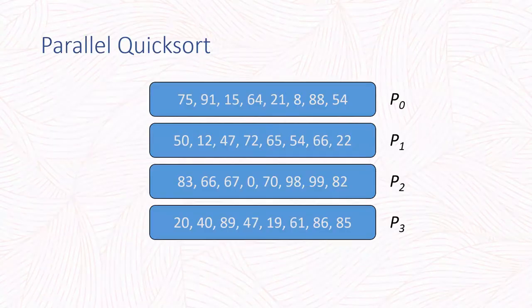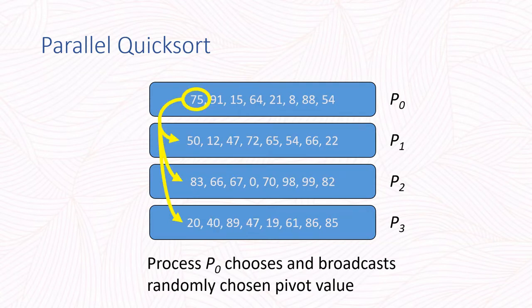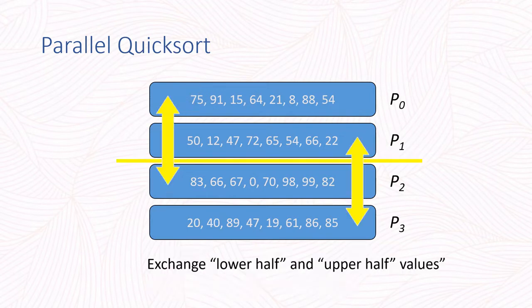So we are going to see this algorithm using an example. Here you can see that there are four processes involved, P0, P1, P2 and P3. And each process is given a set of elements. Now we are choosing the first element of P0 as the pivot element, that is 75. Now 75, the pivot value, is being broadcast to all other processes involved.